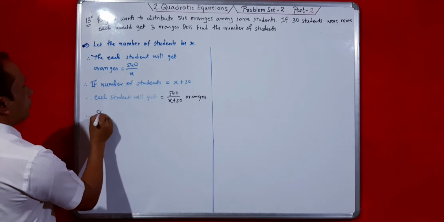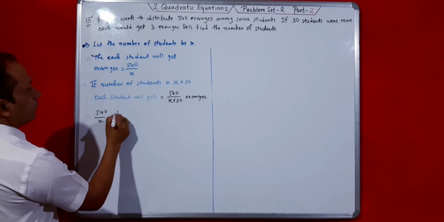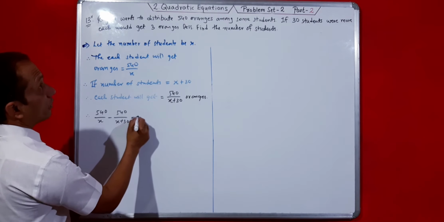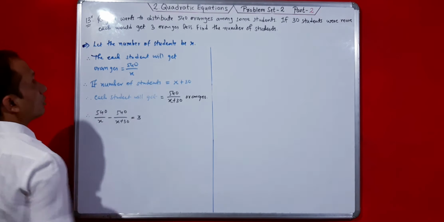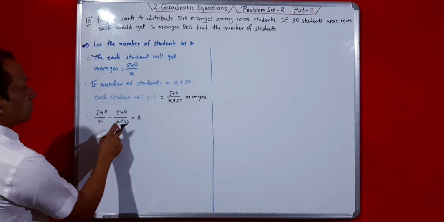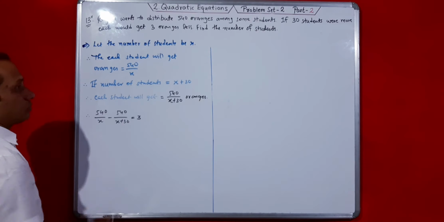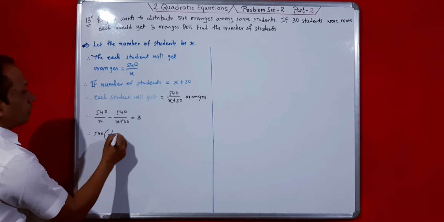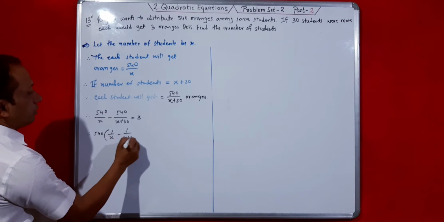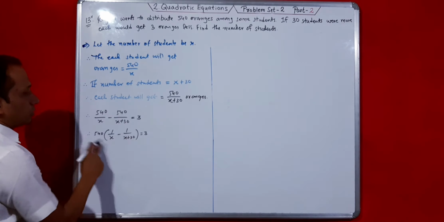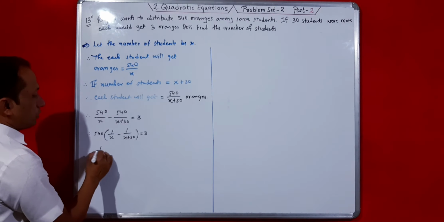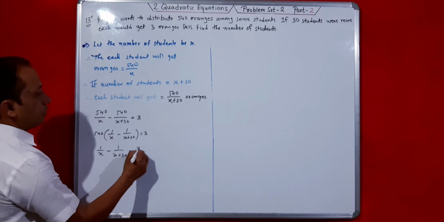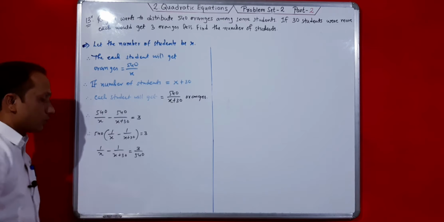Therefore 540 upon x minus 540 upon x plus 30, so the difference, is 3 oranges less, if the number of students is increased. From this subtract this. Now 540 we take out of the bracket: 1 upon x minus 1 upon x plus 30 is equal to 3. This will go to this side, so divide: 1 upon x minus 1 upon x plus 30 is equal to 3 upon 540. So now do this.